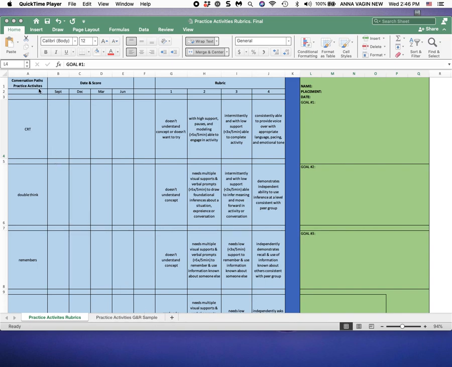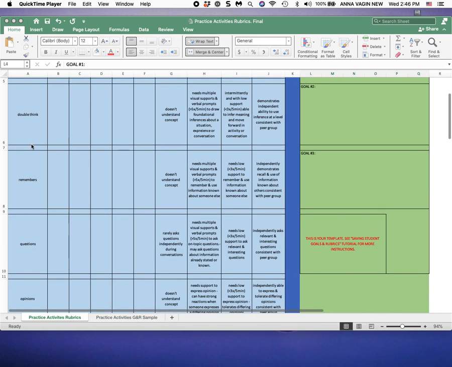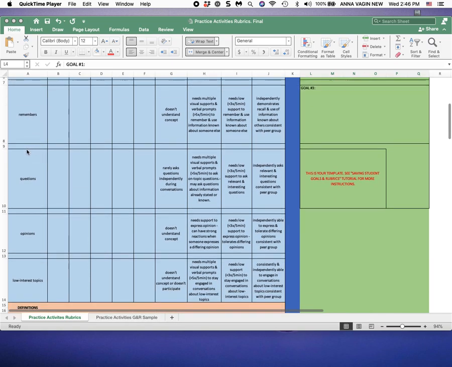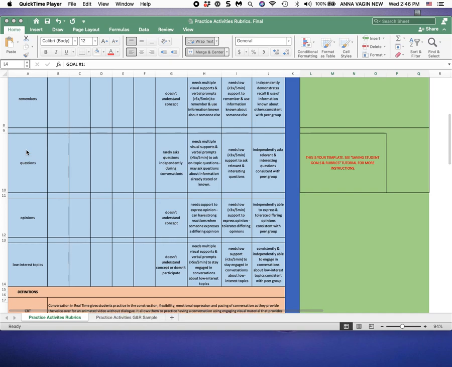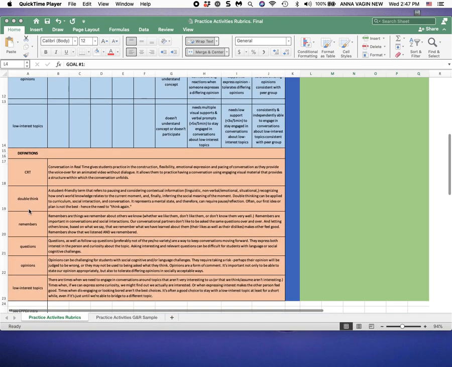Remember that down the left-hand column are the conversation path practice activities. This is the conversation in real time, the double think, the remembers, questions, opinions, and low interest topics. In the practice activities folder, there are activities that work on all of these things. And like on the other rubrics, underneath you find the definitions, because again, we want everyone who sees the rubric to understand exactly what we're talking about.